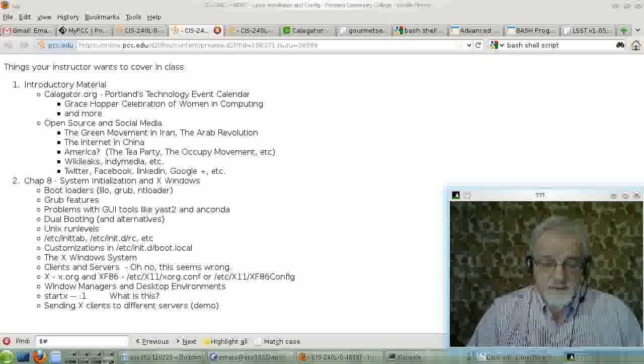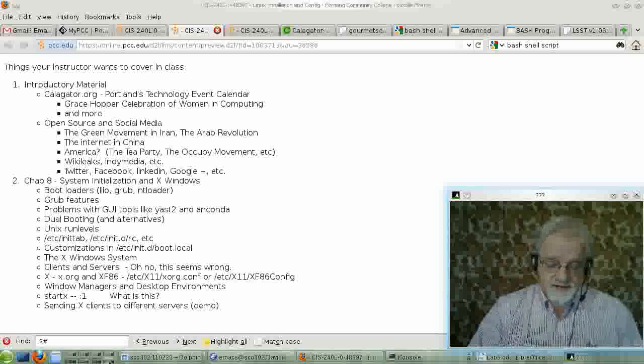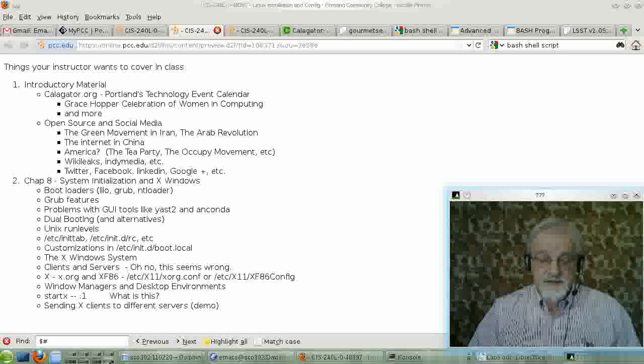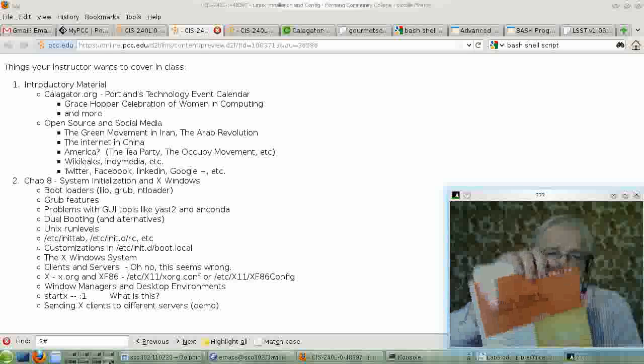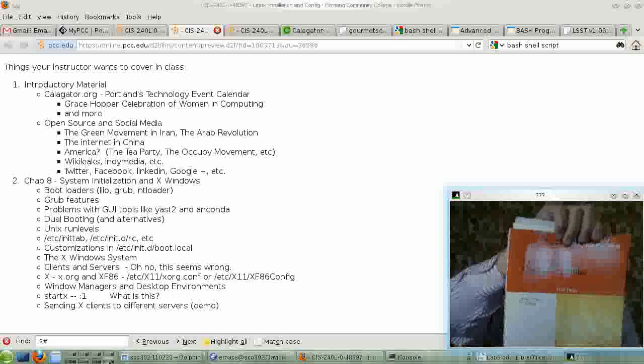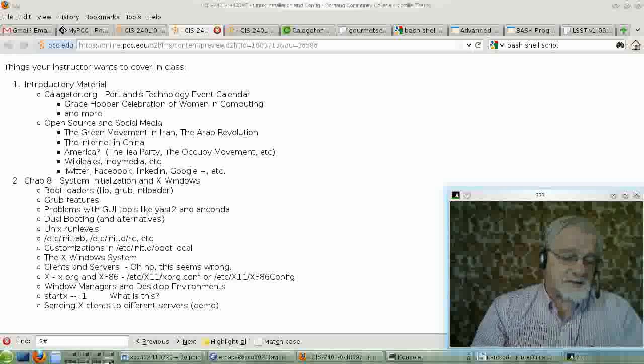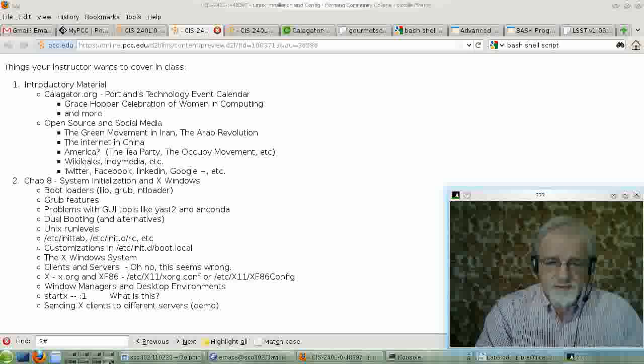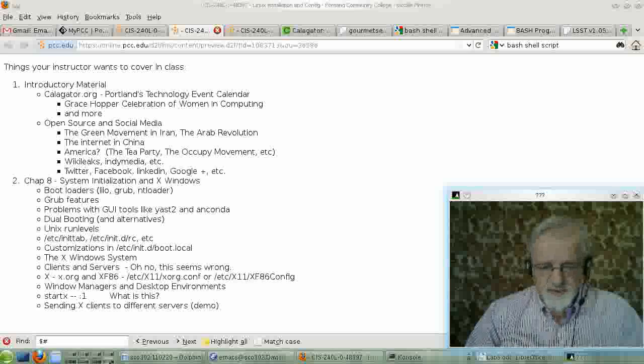Tonight we're in week 7, and we're going to be doing chapter 8 in your textbook by Eckhart. Chapter 8 is on system initialization and X Windows. The book talks about the systems administration pretty well, so we won't talk about that very much, but we will talk about X Windows quite a little bit.